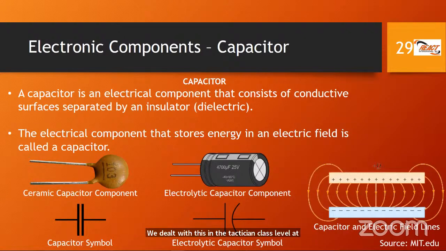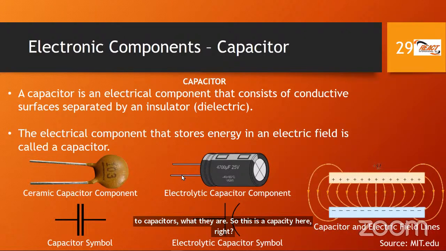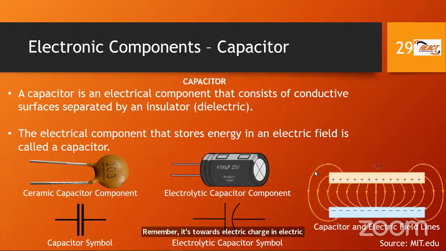So there are two things we need to talk about with respect to capacitors, what they are. So this is a capacitor here, right? So remember, it stores electric charge in an electric field, right? That's what a capacitor does, as opposed to the coil or the inductor that stores it in a magnetic field. And this is what it looks like. These are the symbols and so on. This is just reminding ourselves what a capacitor is.